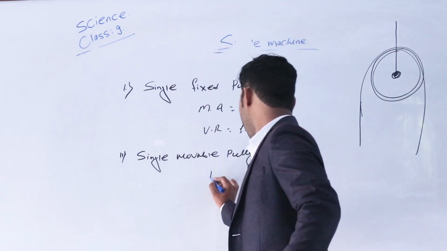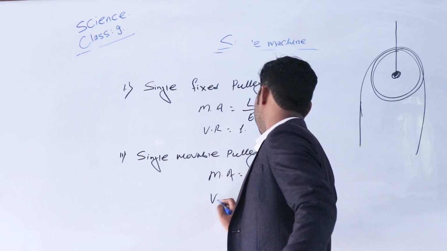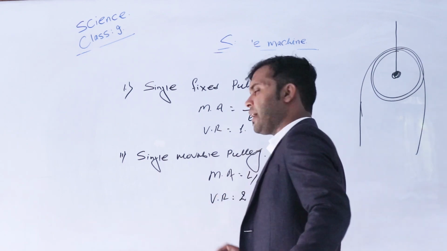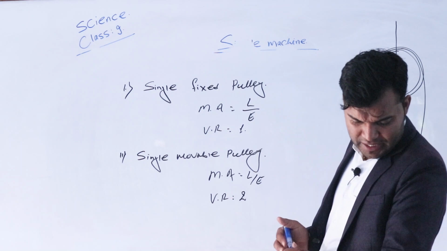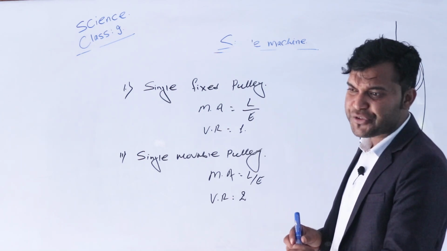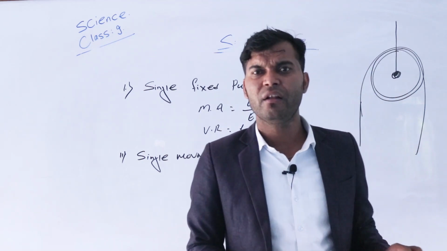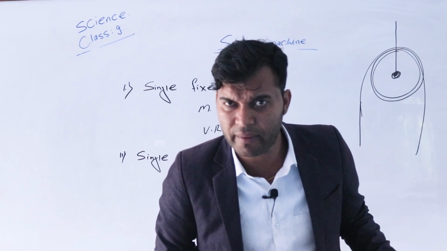Next, the VR of the single movable pulley is 2. MA is equal to load upon effort. VR is equal to 2. It means that the effort distance upon the load distance is equal to VR. The distance traveled by the effort is double that of the load in a single movable pulley.